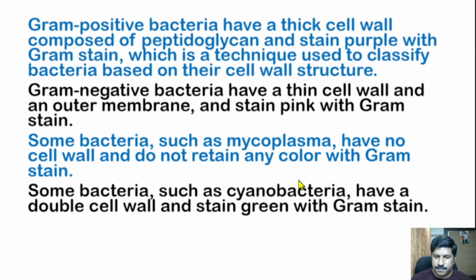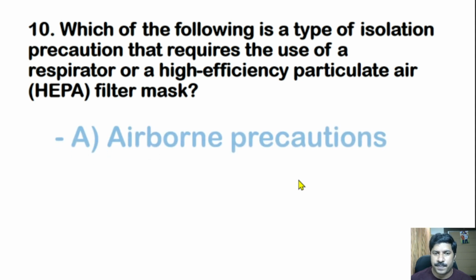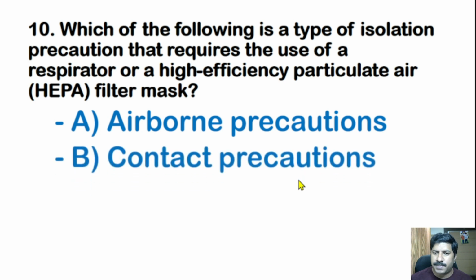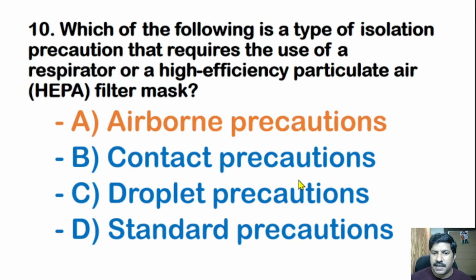Tenth question: which of the following is a type of isolation precaution that requires the use of a respirator or a high efficiency particulate air filter mask, that is a HEPA mask? Airborne precautions, contact precautions, droplet precautions, standard precautions. The correct answer here is airborne precautions. In the case of airborne precautions, we need to use a high efficiency particulate air filter mask. So an N95 mask is needed in the case of airborne precautions.